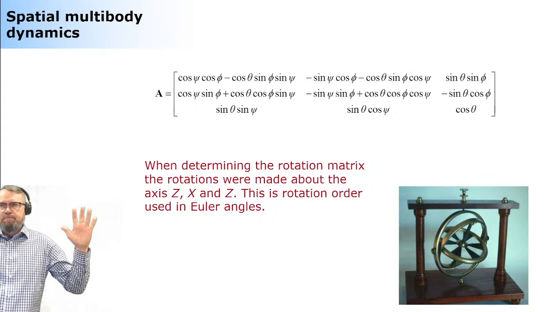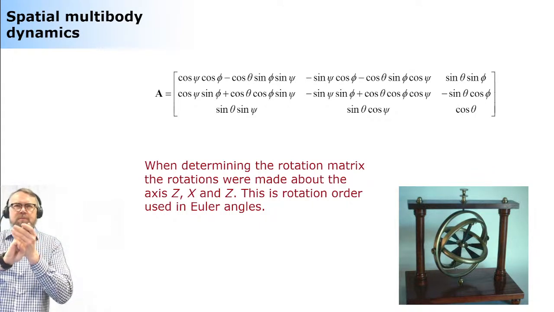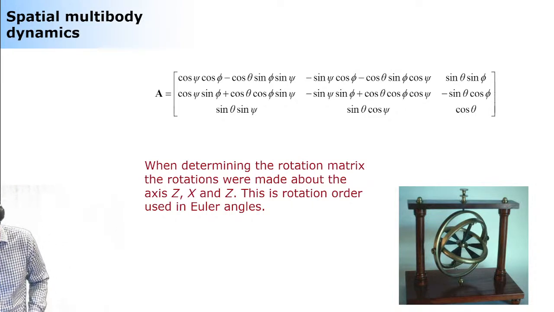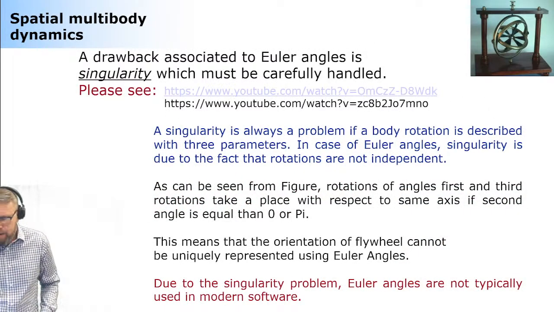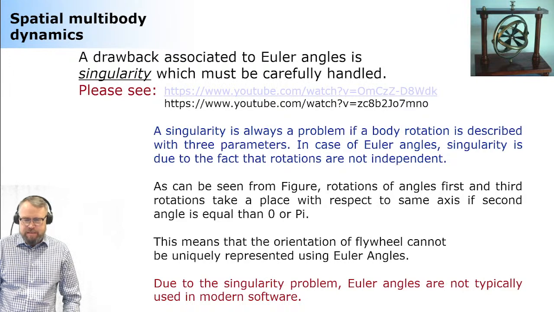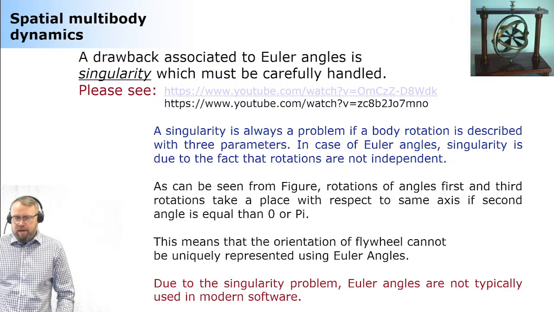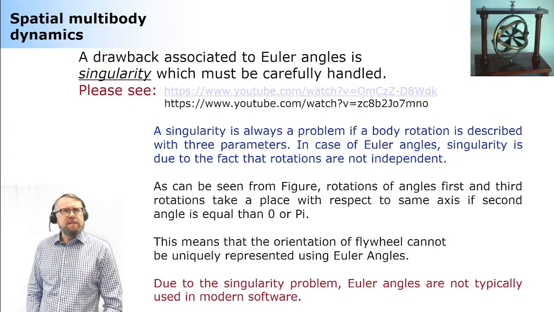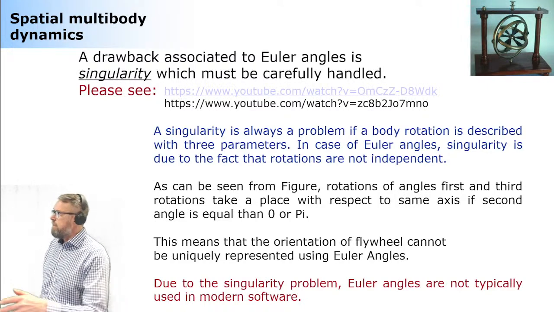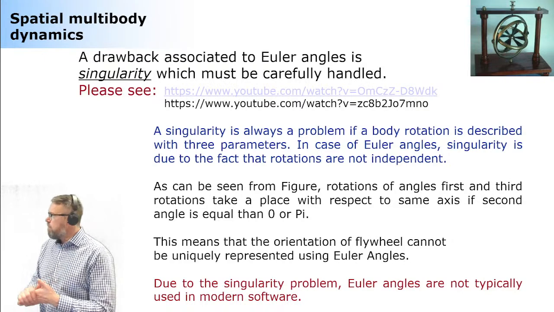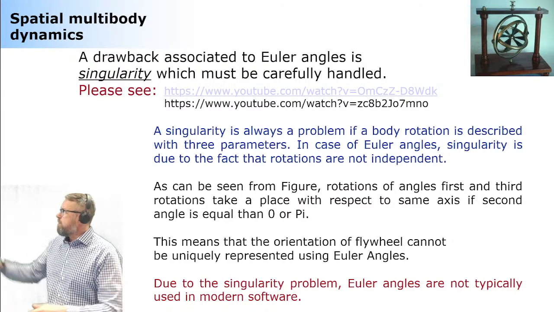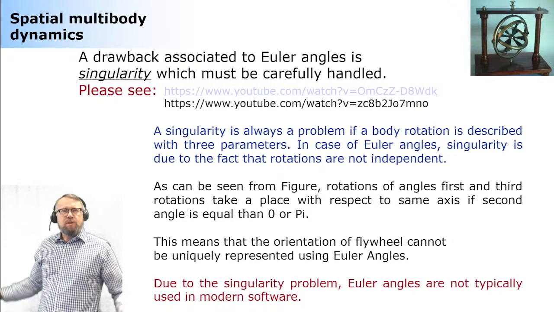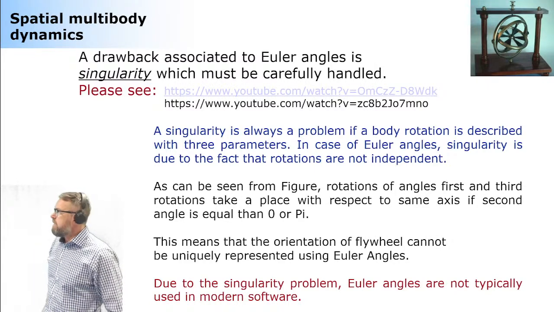But let me tell you something else. This is a method based on three parameters, and as I say, the usual way the modern computer simulation tools operate is not based on that. The problem is this singularity business and this gimbal locking. I recommend you take a look at a couple of YouTube channels where they nicely explain it. Because of the delay, you don't see it at the moment, but you will soon. Here it is. Take a look at this YouTube channel. They have a very nice explanation of what's going to happen, and it definitely helps you explain this in your own words.